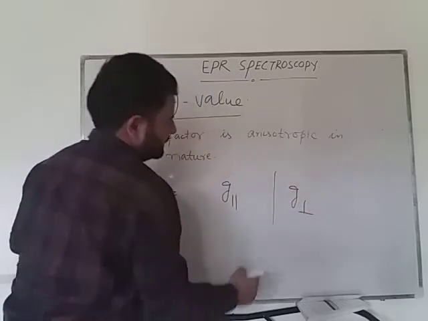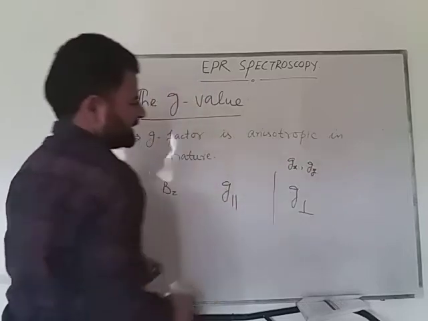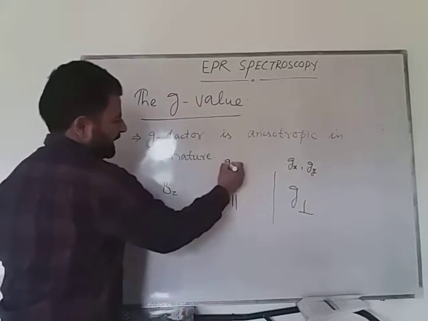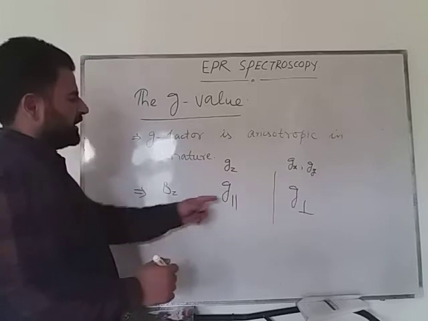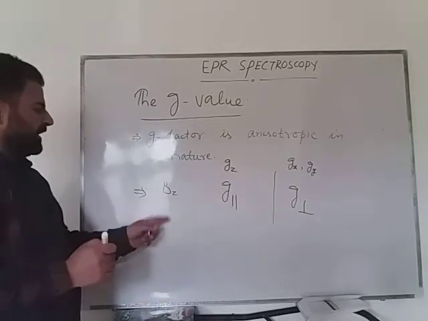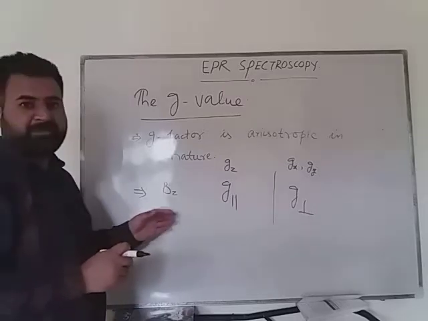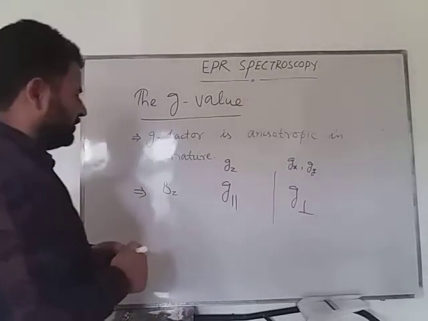G perpendicular. That means Gx or Gy will be represented by G perpendicular, while Gz will be represented by G parallel, because Gz will be along the same coordinate axis from where we are applying the magnetic field.